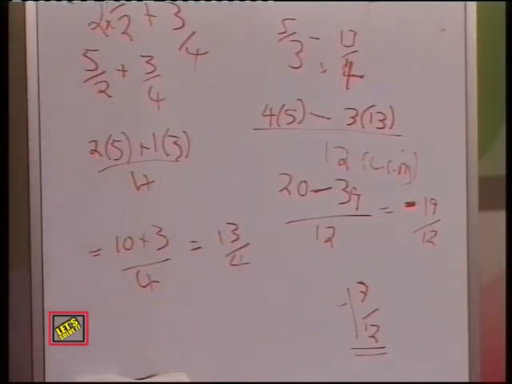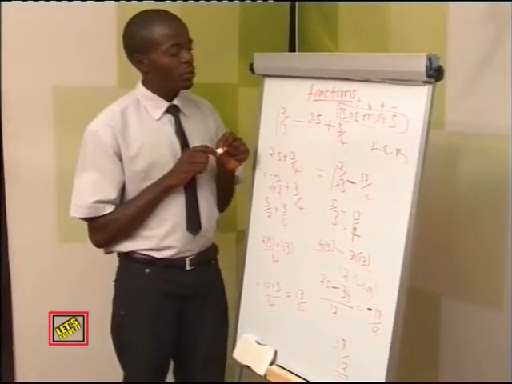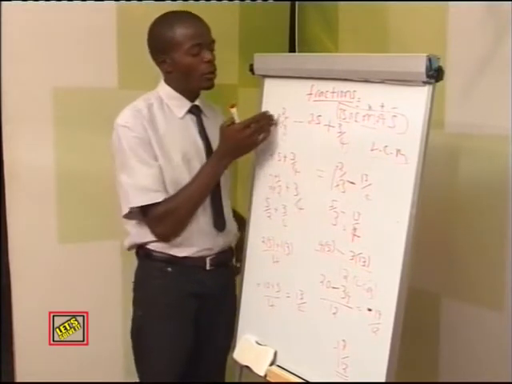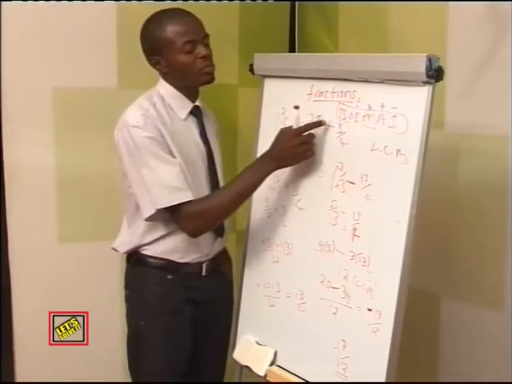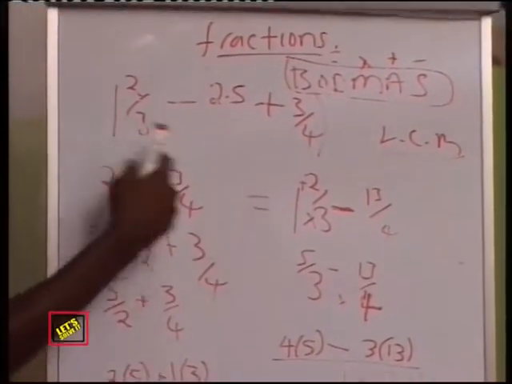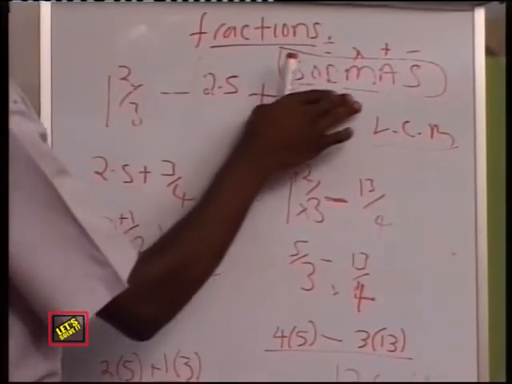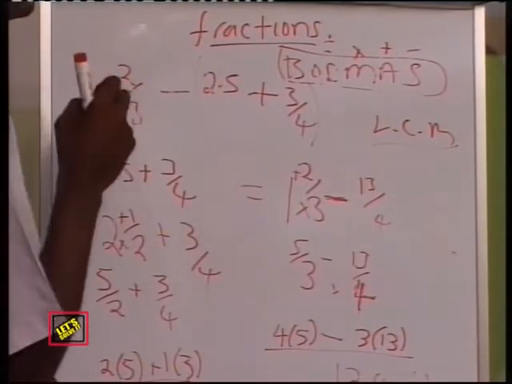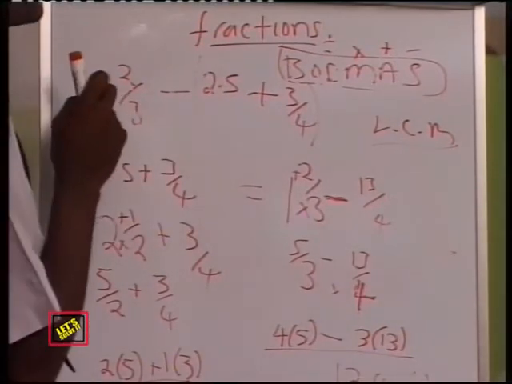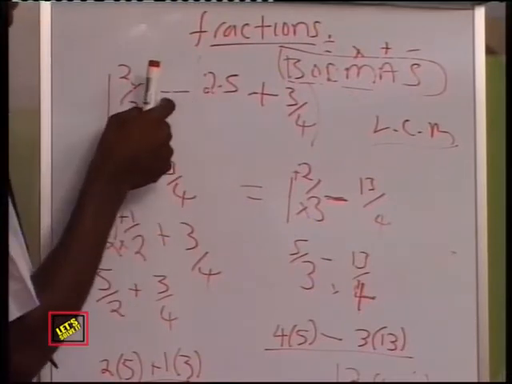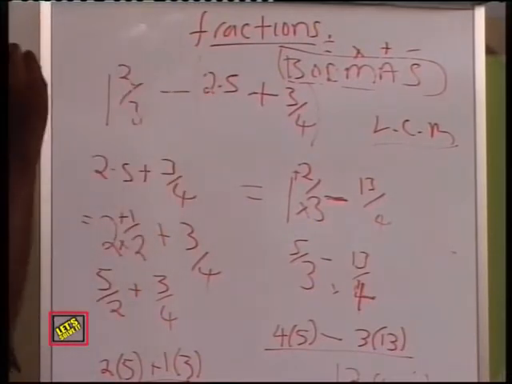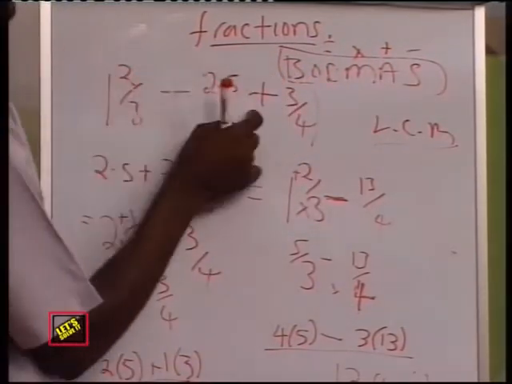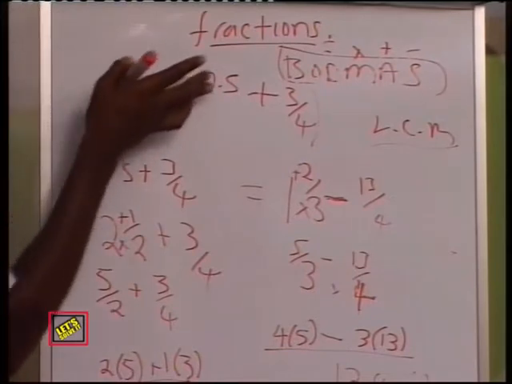That's our answer. So let's run through the question again. The question was 1 whole number 2 over 3 minus 2.5 plus 3 over 4. So now, such kind of a question, I said we use BODMAS. Why BODMAS? How do you know that you're supposed to use BODMAS? You check how many signs there are. If there is more than one sign, then you're supposed to use BODMAS. Like in this case, we had more than one sign, so we use BODMAS.